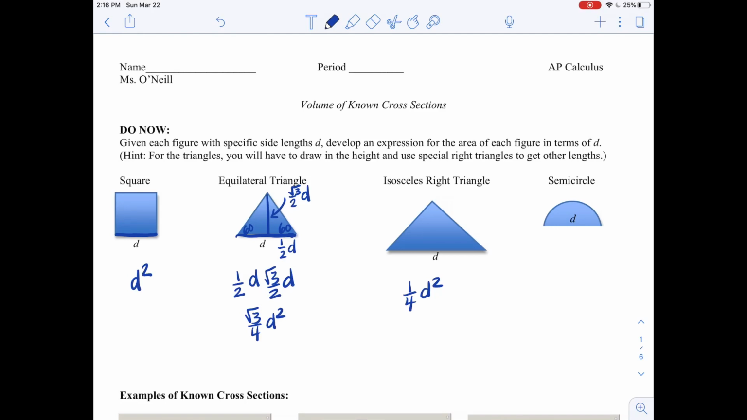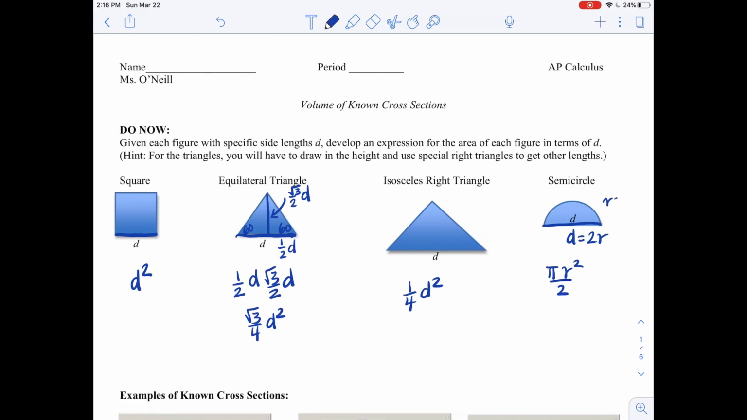Semicircle, I think, is probably going to be the next most common one other than squares. So let's talk about making the area of a semicircle based on knowing its diameter. If you think about the fact that diameter is equal to twice the radius, area of a semicircle is normally pi r squared over 2.